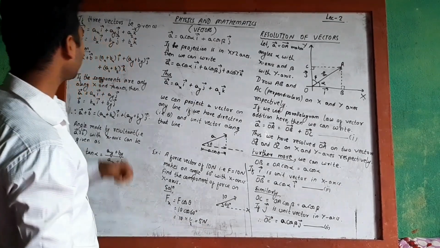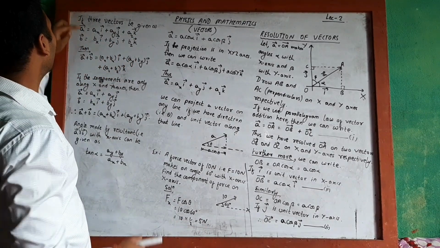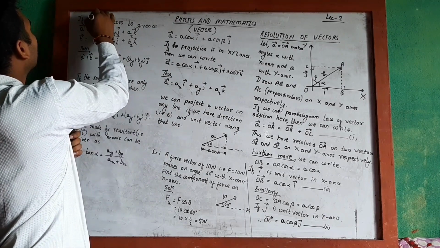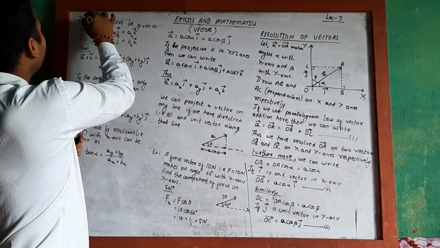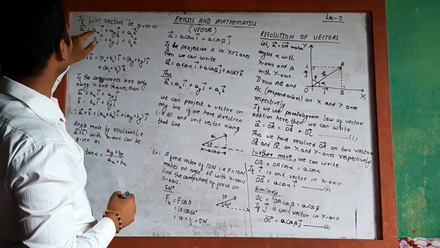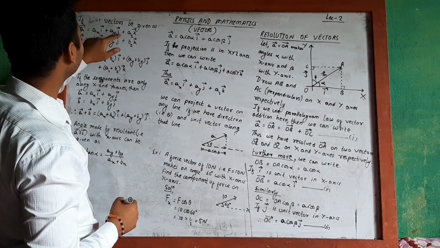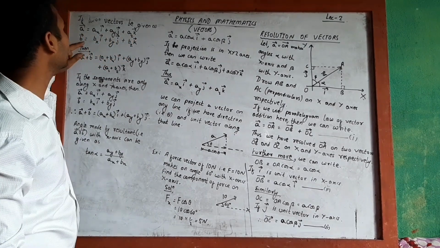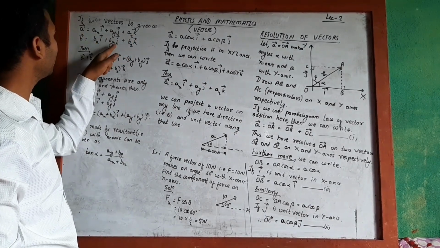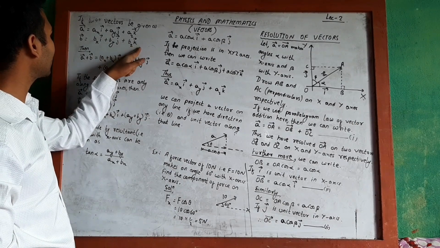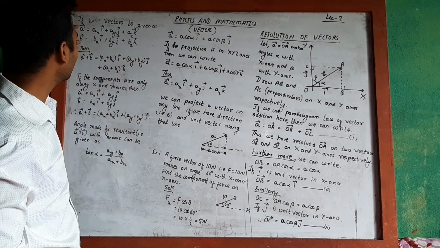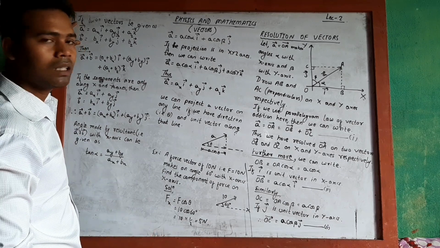Okay, now if two vectors are given as a vector is equal to ax i vector plus ay j vector plus az k vector, and b vector is given as bx i vector plus by j vector plus bz k vector, then we can add these two vectors by adding the components of the vectors.